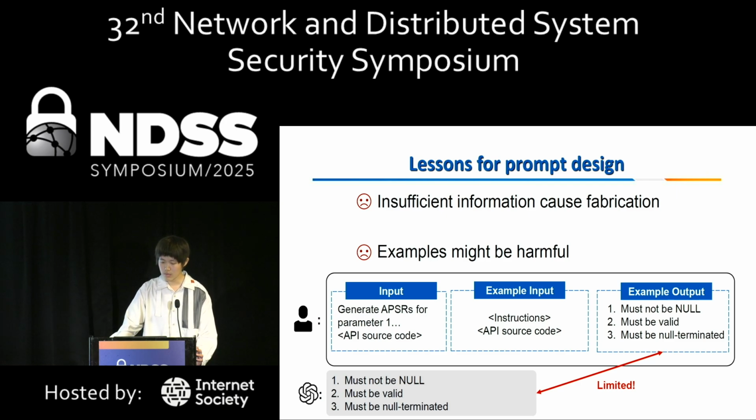We summarized some lessons for prompt design. First, insufficient information causes fabrication. When the task results appear fabricated, providing additional information can be helpful. And the second lesson is that examples may be harmful. The examples in the prompt may limit the LLM's ability. For example, when we instruct the LLM to generate APSRs, if we provide an example output with some APSRs, the LLM tends to repeat those in the example output while ignoring others.